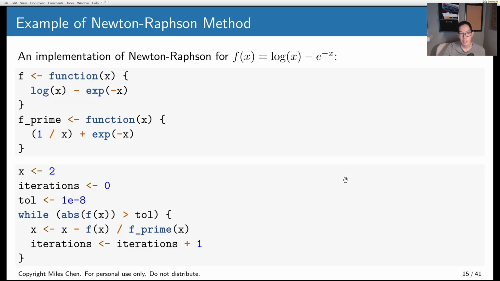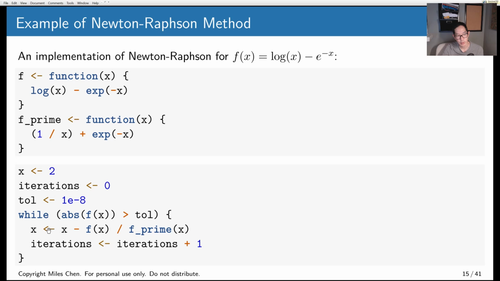Now I'll just start off at some arbitrary location. We'll start off at x equal to 2. I input those functions into R. So I'm going to say f is log of x minus e to the negative x, and then f prime, the derivative, is going to be 1 over x plus e to the negative x. And so I have these two functions, and I'm going to start off at x equal to 2, and I'm going to say, while the absolute value of f of x is greater than some tolerance, while it's greater than 10 to the minus 8, we'll keep going.